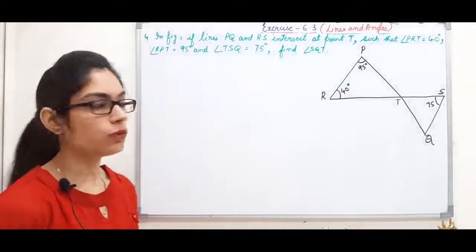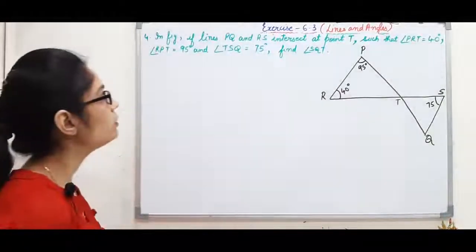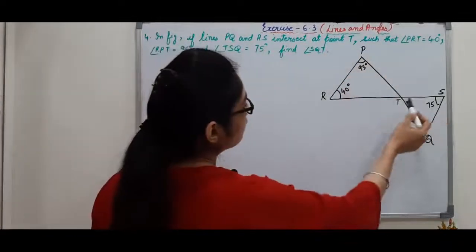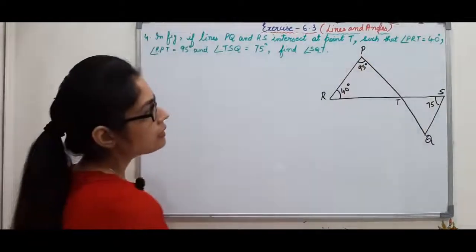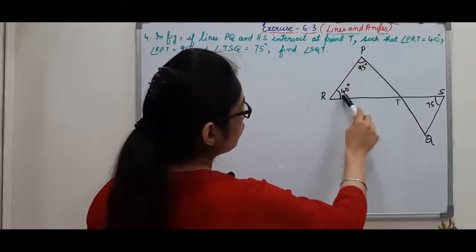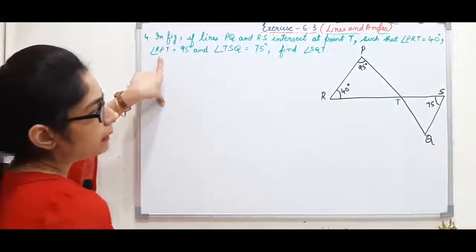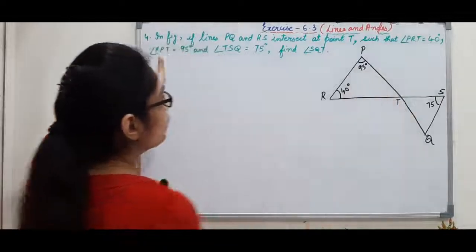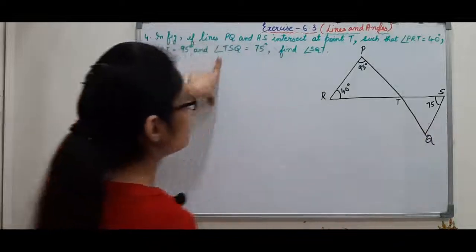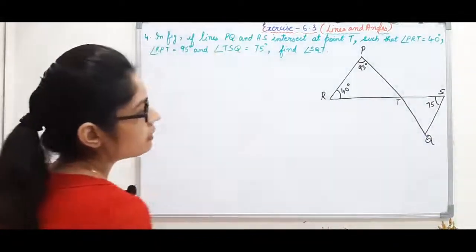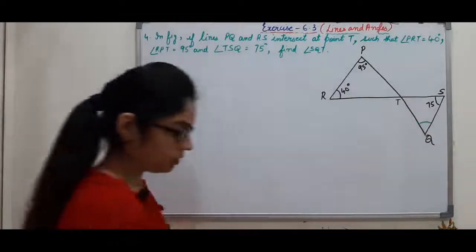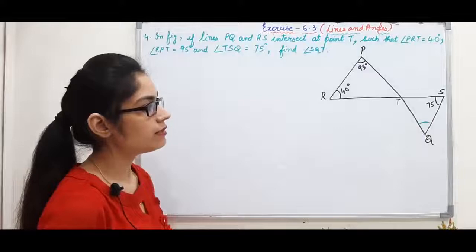In question number 4, this figure is given to us and it's mentioned if lines PQ and RS intersect at point T such that angle PRT is equal to 40 degree and angle RPT is equal to 95 degree, angle TSQ is equal to 75 degree. Find angle SQT. So this angle we have to find. So this is again very easy and simple question.